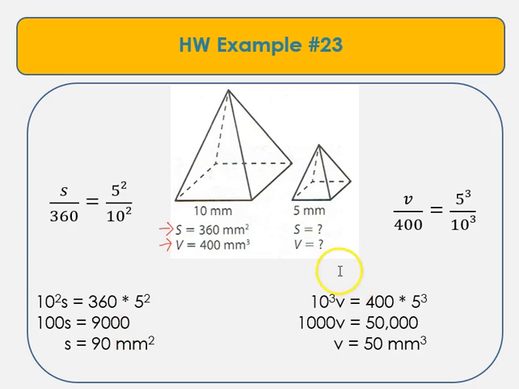When you're solving for volume, it's a very similar equation, except that you'll have volume on top. You're doing the volume of the smaller pyramid, comparing it to the volume that's given for the larger one, and then you'll set up your side ratio, except the side ratios will be cubed, and your answer will be 50 millimeters cubed.